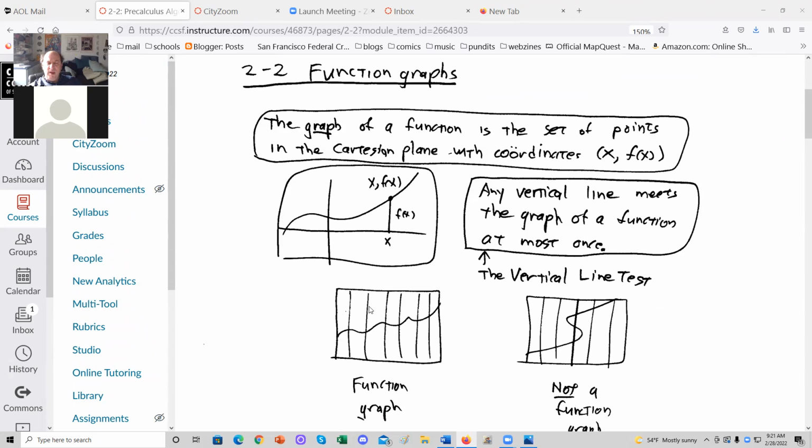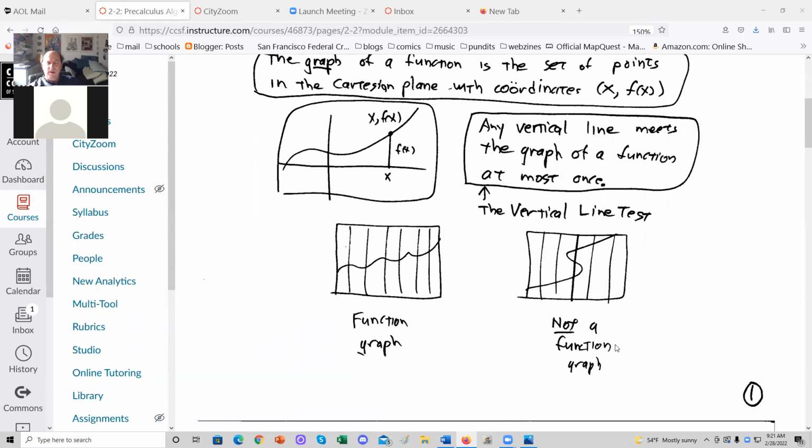So for example, here we use a vertical line test on this graph. It's a graph of a function. This vertical line test meets this curve in 3 places. So this is not a graph of a function.